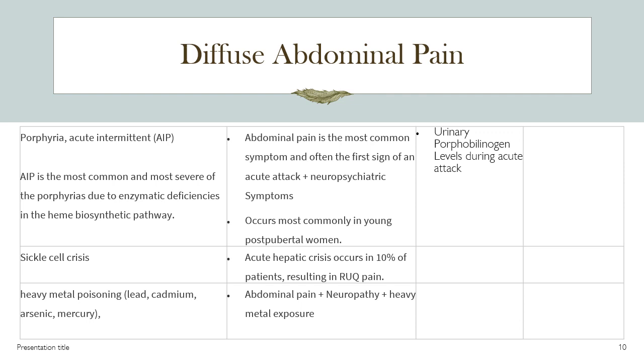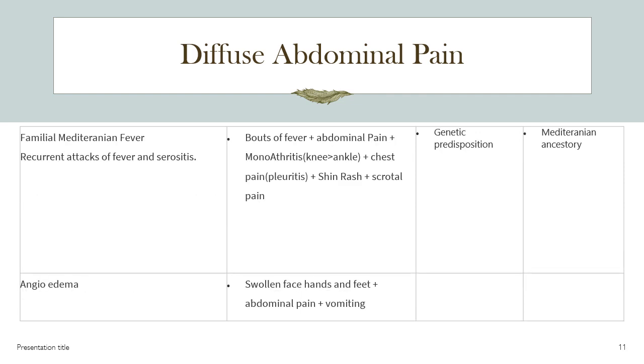If you find any chemical, environmental, or occupational exposure while approaching the patient, then consider heavy metal poisoning as a cause of diffuse abdominal pain. Then lastly, familial Mediterranean fever. Again, it's very rare, not very common in Pakistan.